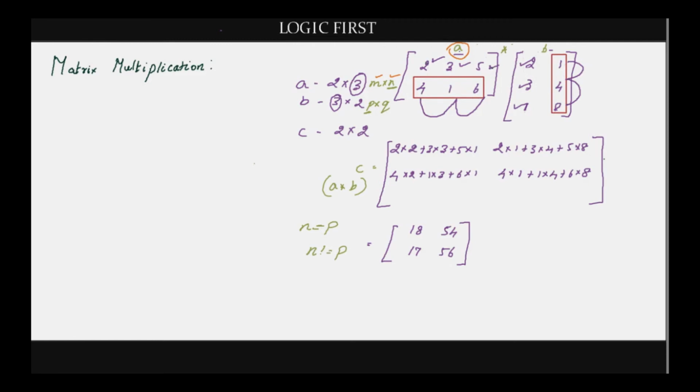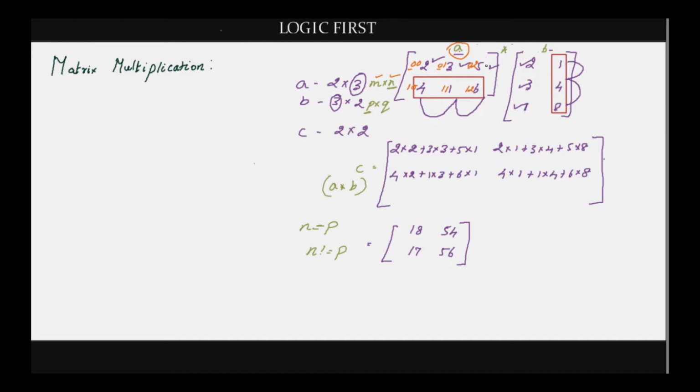As it is a two-dimensional array, this denotes the 0, 0 element. This is 0, 1 and this is 0, 2. Here the 0 represents the row and 0, 1, 2 represents the columns. Similarly, this is 1, 0, 1, 1 and 1, 2.